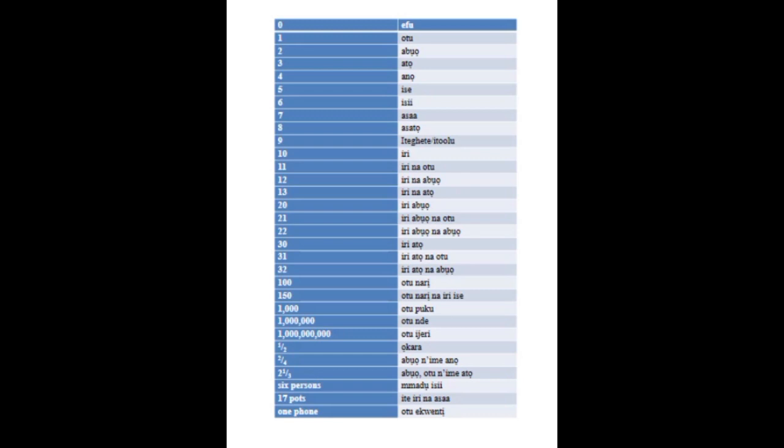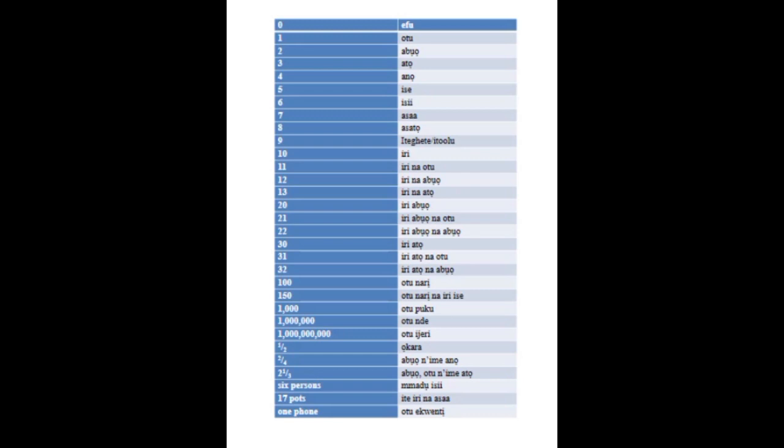6 persons means mmadụ isii. Assuming it's one person, you say otu onye or otu mmadụ. Otu onye, one person. Mmadụ isii. Once the number is 1, then the number should be before what is being numbered. But from 2 upwards, you write the number after what is being numbered.